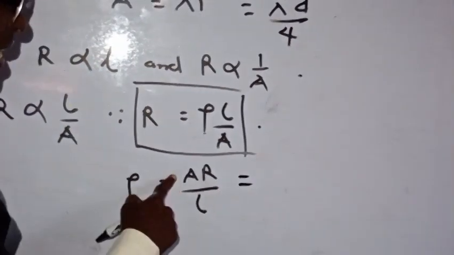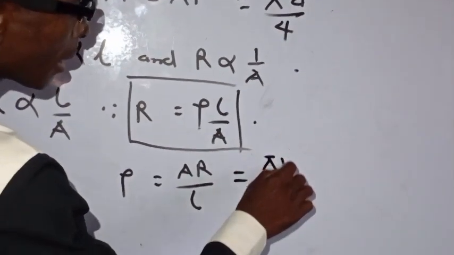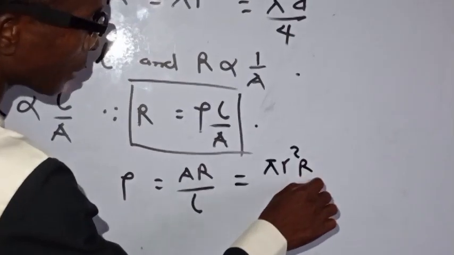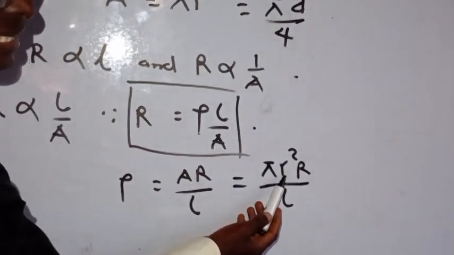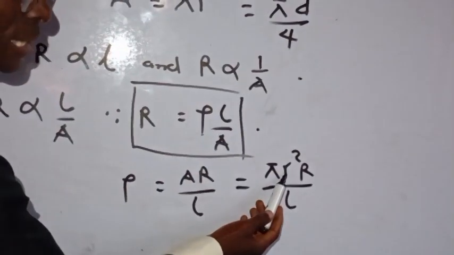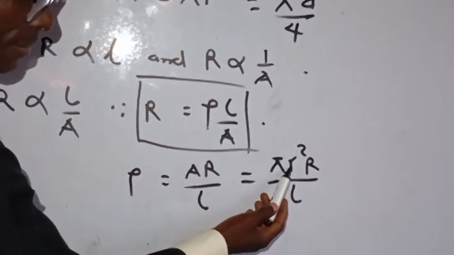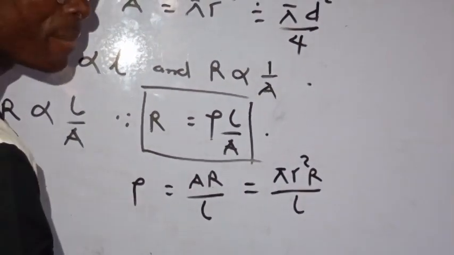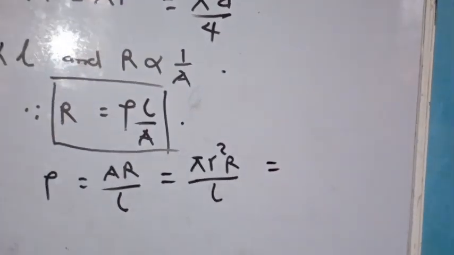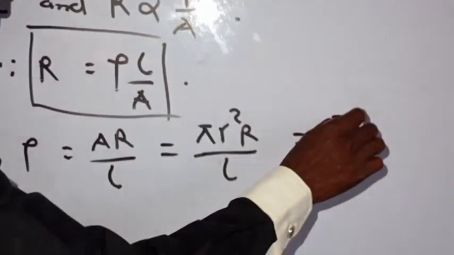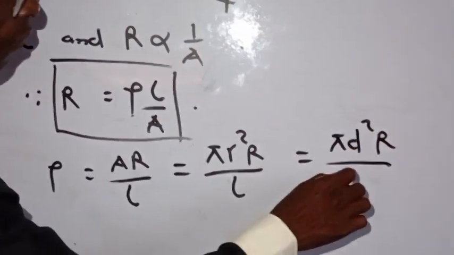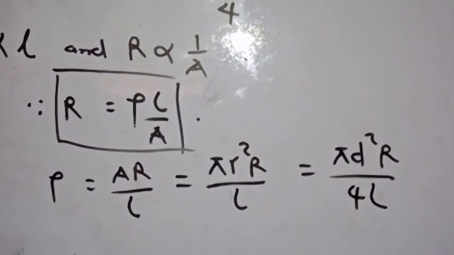You can say that here now, area is pi r squared, R over what? Length. This is it. When they give you resistance, the radius of the wire, look at it here. But if they give you diameter, it becomes like this. You now work on it. Diameter now, it becomes pi d squared R over 4L. You have it like this.